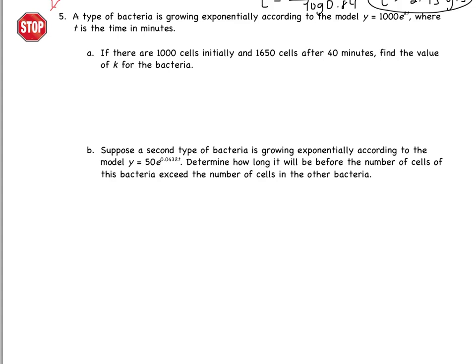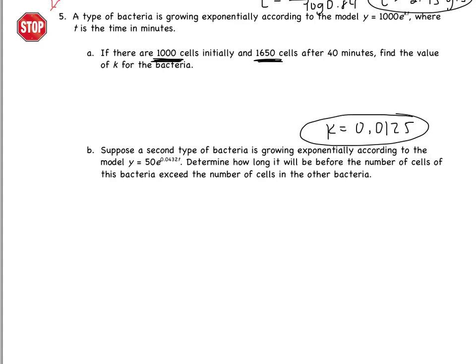Okay, 5. A type of bacteria is growing exponentially according to the model, where t is the time in minutes. If there are 1,000 cells initially and 1,650 cells after 40 minutes, find the value of k for the bacteria. Okay, for part A, you should have gotten k to be about 0.0125. You know that k is going to be positive because we start with 1,000 cells and we grow to 1,650 cells. So this is exponential growth. I'm getting more cells after 40 minutes. If you did not get that, you did something wrong. It could have to do with your setup.